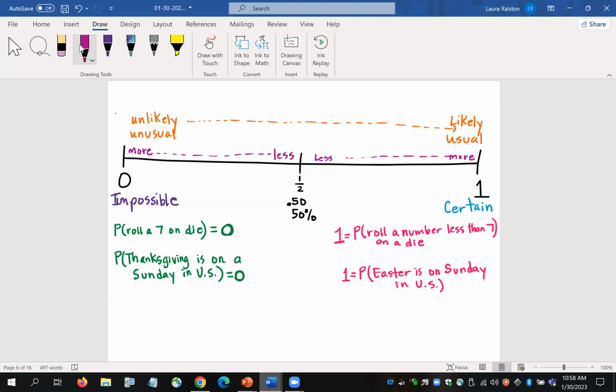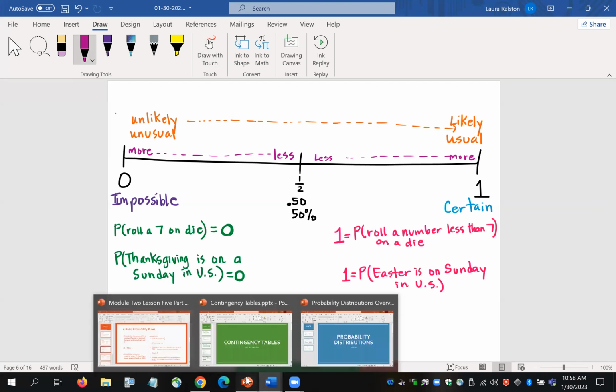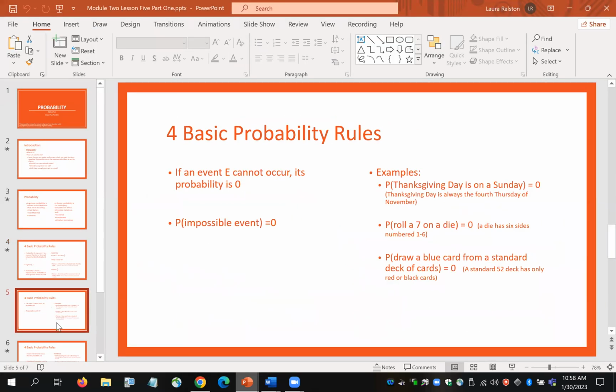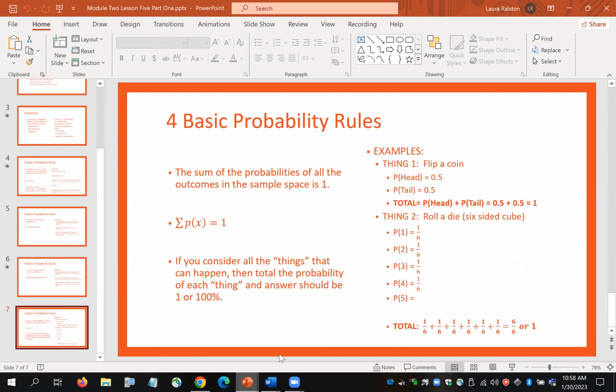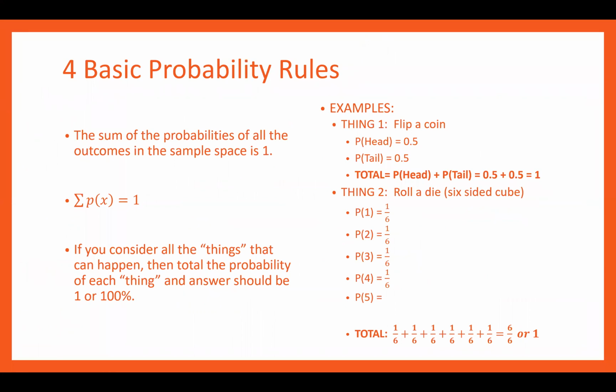Okay, the last rule, and let me go over here to the PowerPoint for it. The last rule says that the sum of the probabilities of all the outcomes in the sample space is 1. So basically what that's saying is if you consider all the things that could happen and then total the probability of each thing, it should total to 1. Because remember, 1 means something's going to happen.